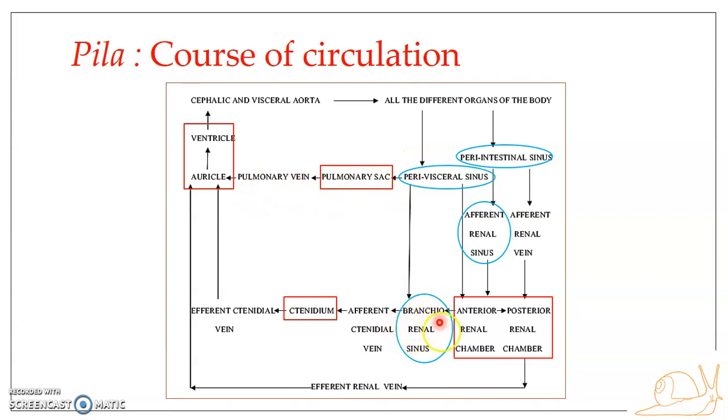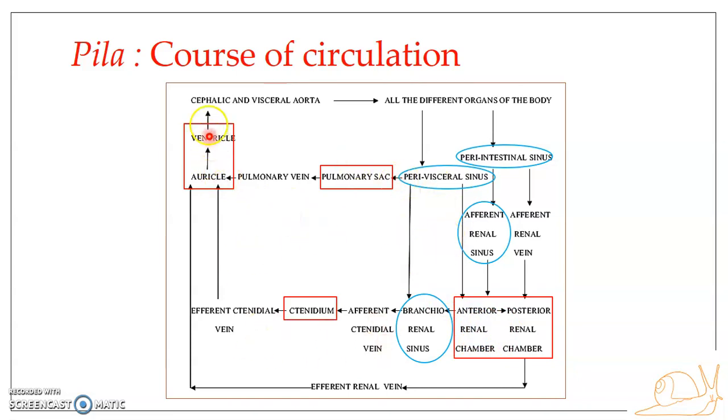Okay, what happens to the blood which gets collected in the branchiorenal sinus? It flows into the tenedium through the afferent tenedial vein. Okay, and oxygenation takes place. The oxygenated blood is taken through the efferent tenedial vein to the auricle. I hope it is clear. Okay, now you can see that from the perivisceral sinus, a small amount of blood flows into the renal chambers. Okay, there what happens? There it is actually getting cleared. The waste materials are getting cleared. A very small amount. Okay, so this is how the blood flows. I hope it is clear.